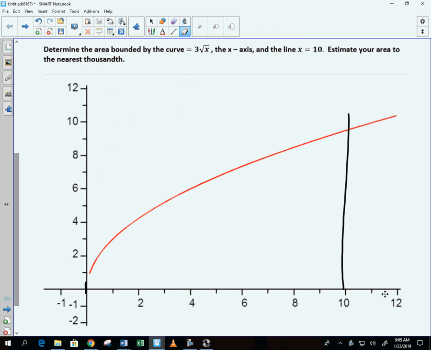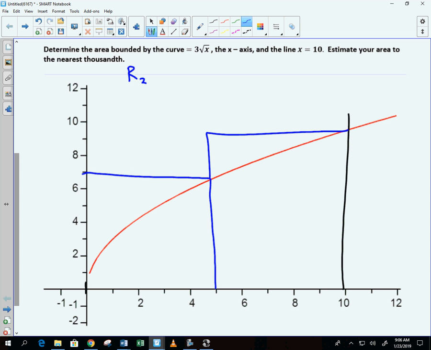And what we're going to do is we're going to do some different sums. We're going to do the right-hand sum of 2 rectangles. Okay? I'm going to create 2 rectangles in here. If I create 2 rectangles, what's going to be the width of each rectangle? 5. You can see that this would be the first rectangle, and this would be the second rectangle.